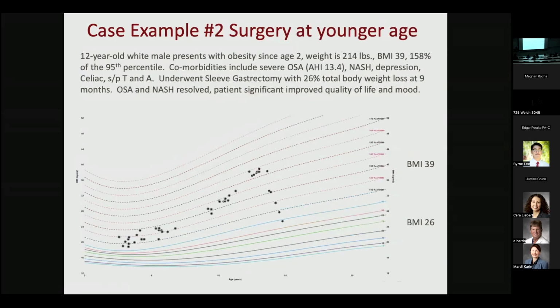Another case was a 12-year-old white male who lives up in Tahoe. He was bullied a lot. He loved swimming, but he couldn't go swimming in the lake because he had a lot of fat, and he was very self-conscious. He also had sleep apnea, NASH, depression, celiac, and had his tonsils out and still had sleep apnea. So we did a sleeve gastrectomy. He lost 26% of his total body weight at 9 months. Summer came, he was able to swim in the lake, very happy kid, much improved quality of life.